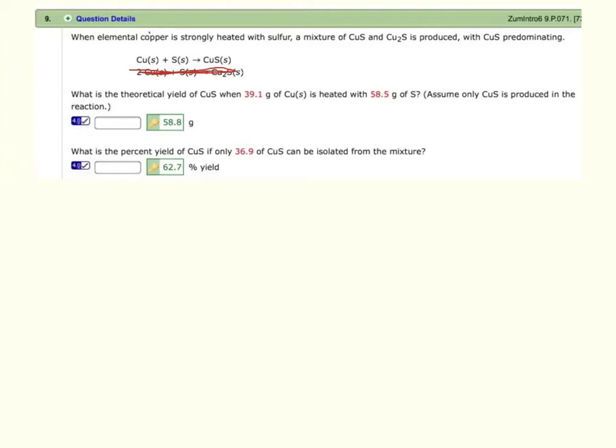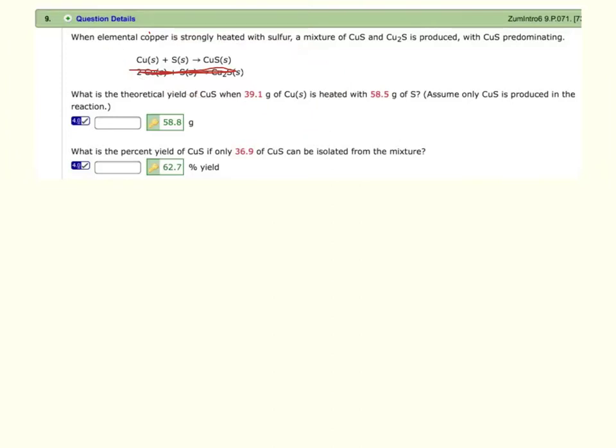So we need to look at our problem. We have 39.1 grams of Cu, copper, and 58.5 grams of S. When you're given the amounts of both things on the left-hand side, it means it is a limiting reactant problem. That means we have to find out which one of those is used up completely or runs out first, and which one is in excess. In this problem, we're not going to use the excess one at all, so we're just going to find out which one's the limiting reactant.